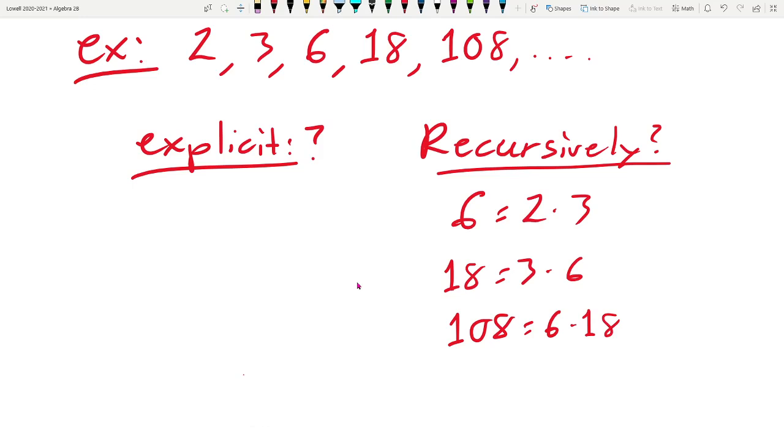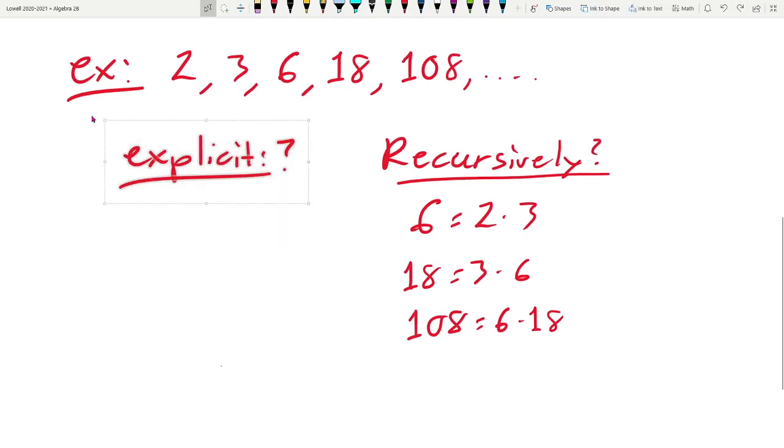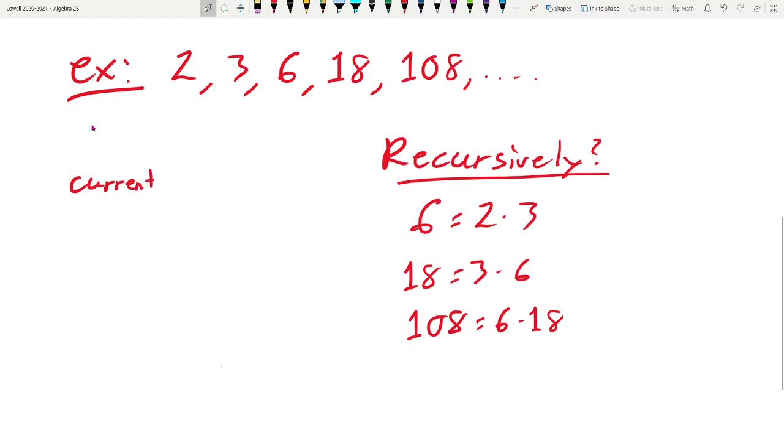So how do I write this out then? Well, again, sometimes it really helps me to write it out in words. The current term is equal to the previous term times the one before that. So I guess I could say the previous one.